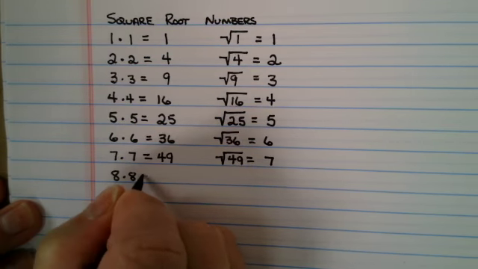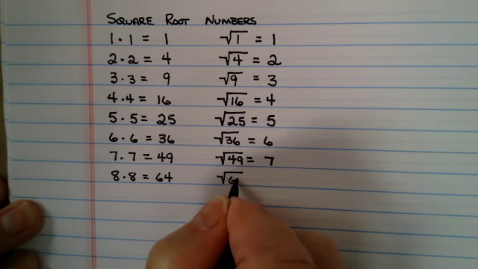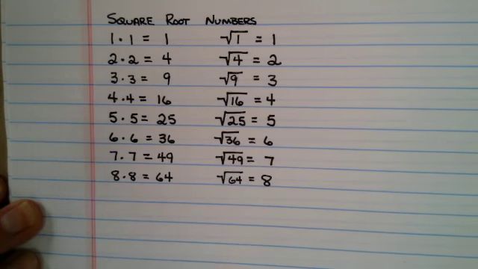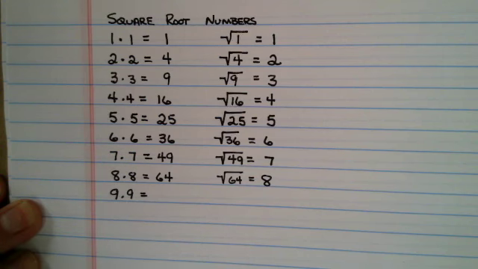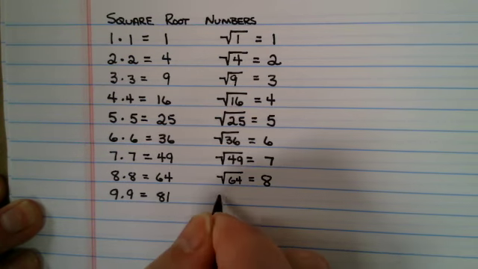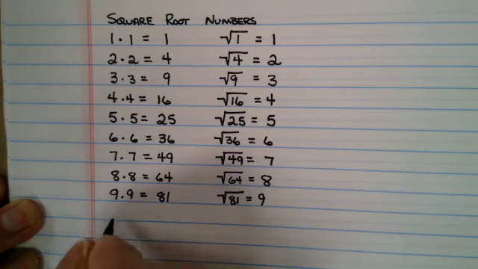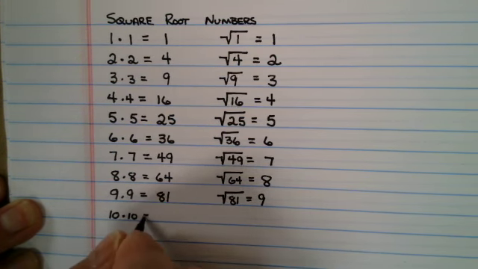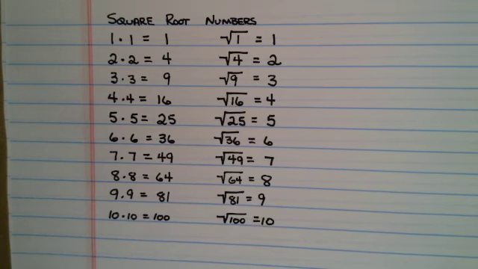8 times 8 is 64. What's the square root of 64? 8. 9 times 9 is equal to 81. What's the square root of 81? 9. 10 times 10 is 100. What's the square root of 100? 10.